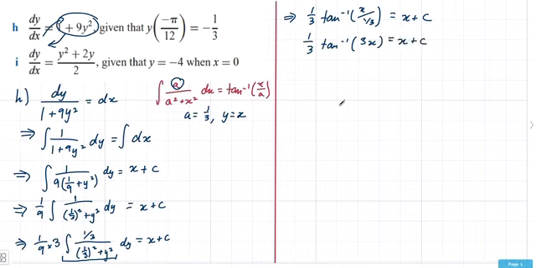Now, when we look for y, and because you're often so used to using x, just keep on top of that.